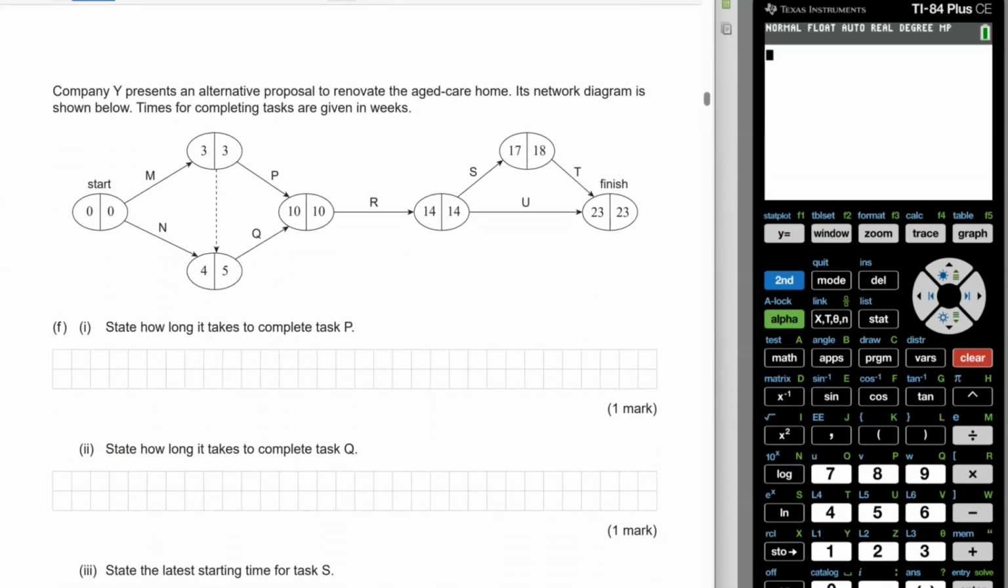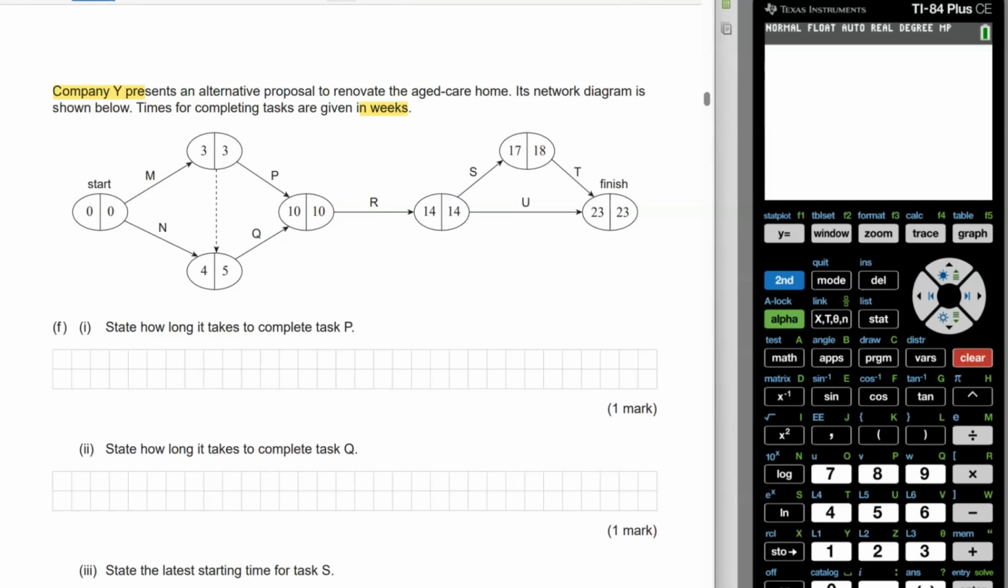All right, turn over the page and we've got company Y, which is an alternative model. The times completed are also given in weeks, so the same as before. We've got the forward scan and backward scan already done for us, but we do have to answer some questions about it. So it says, how long does it take to complete task P?